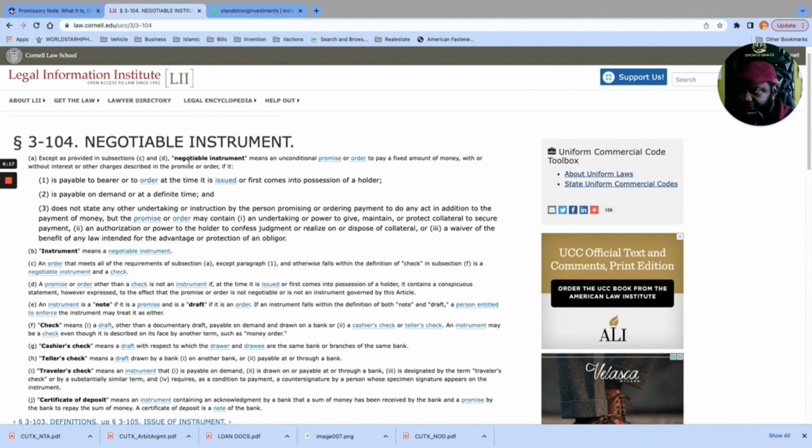Okay, cool. Negotiable instrument means an unconditional promise or order to pay a fixed amount of money, with or without interest or other charges described in the promise or order, if it: 1, is payable to the bearer or to order at the time it is issued or first comes into the possession of a holder; 2, is payable on demand or at a definite time; and 3, does not state any other undertaking or instruction by the person promising or ordering payment to do any act in addition to the payment of money.